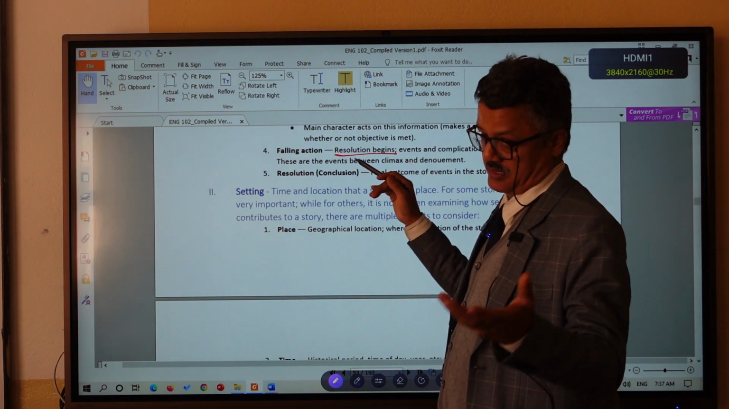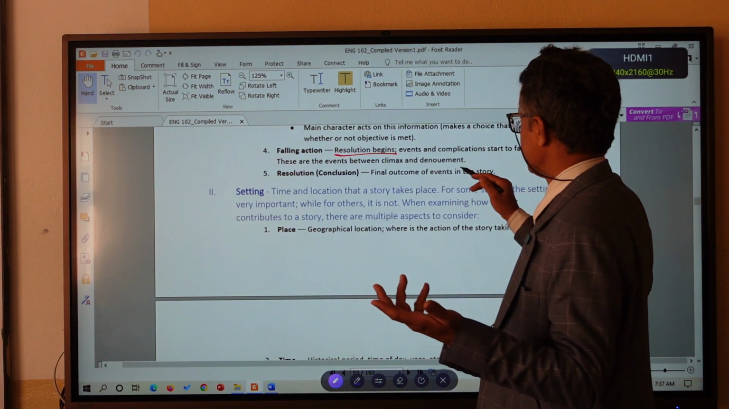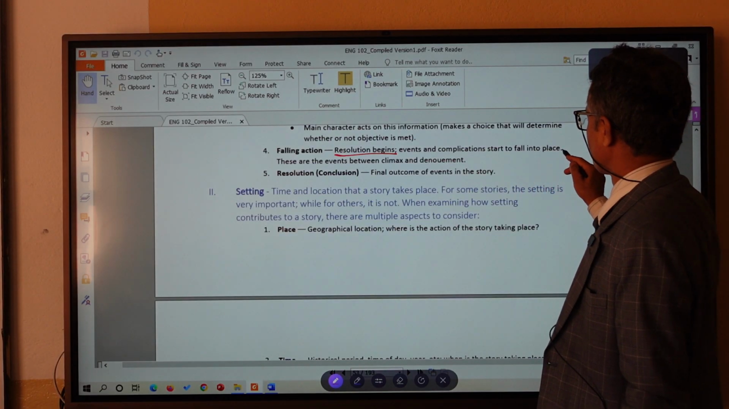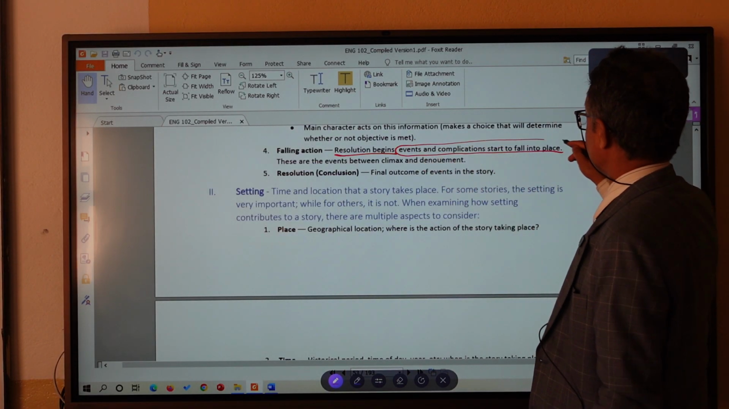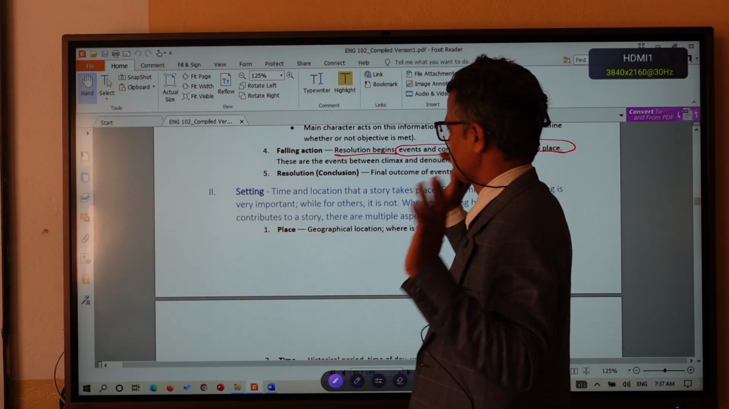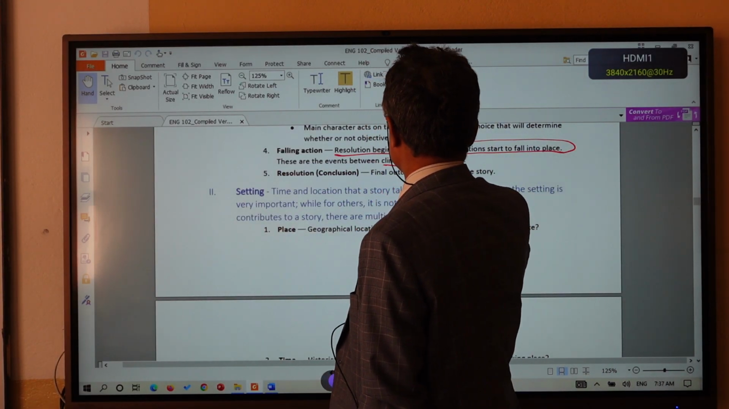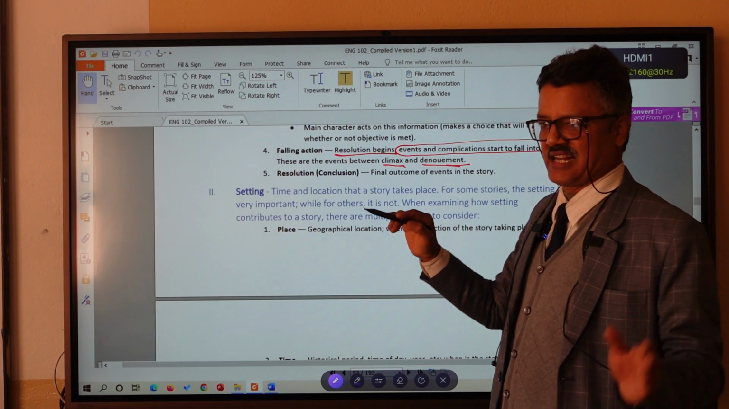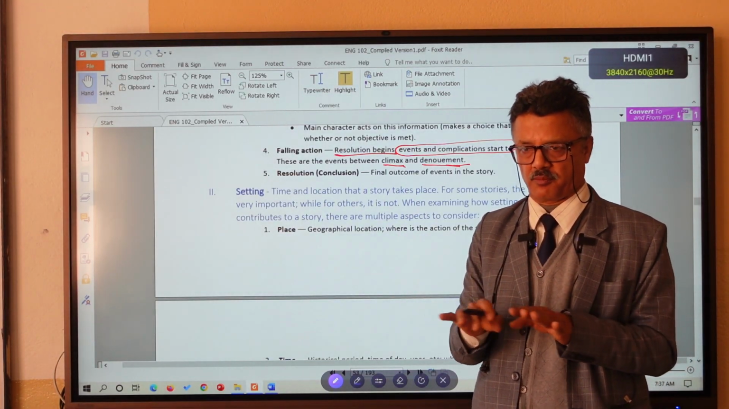Resolution begins. His crazy idea has worked. Events and complications start to fall into place. Now he is not agitated. He is very relaxed, feeling very good. These are the events between climax and denouement. What is denouement? Denouement is the end of the story. Denouement is the point where every problem is solved.